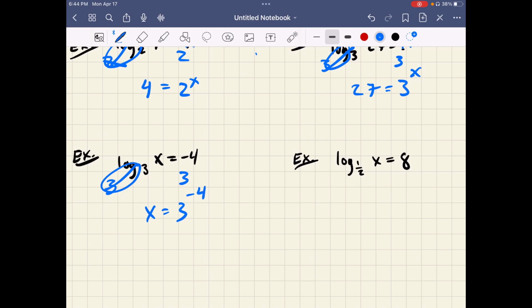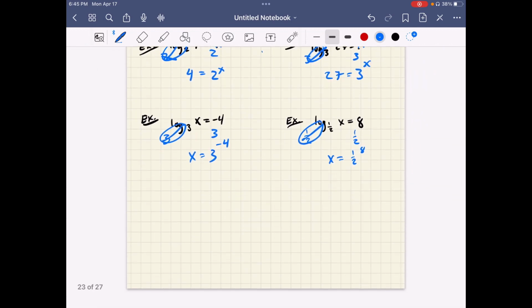And same thing here. I'm going to make 1/2 the base, and what I originally had in my equation is the exponent for either side. Again, the 1/2 and the log base 1/2 are opposite operations, they cancel each other out, and I have x equals 1/2 to the 8th power. And again, we're in the exact same spot as we were the last time.